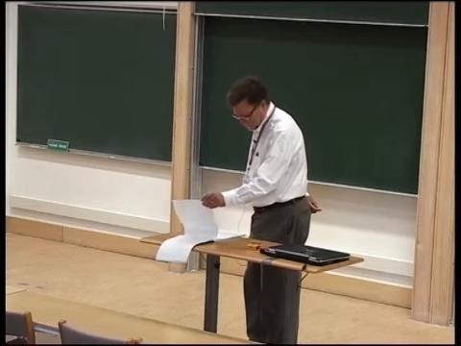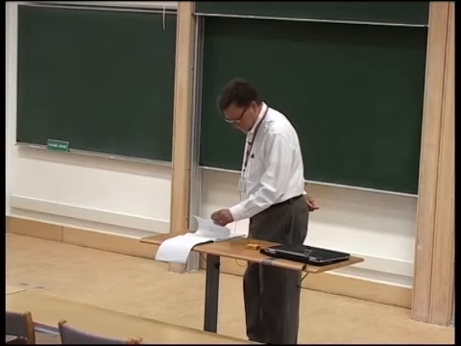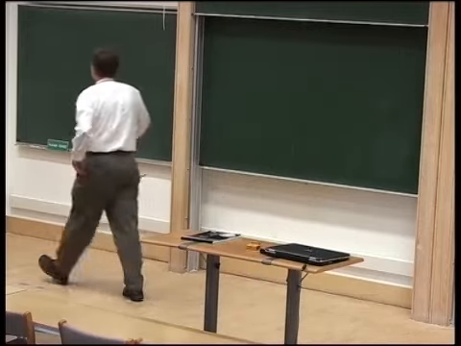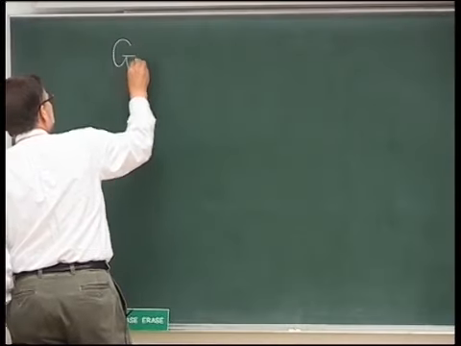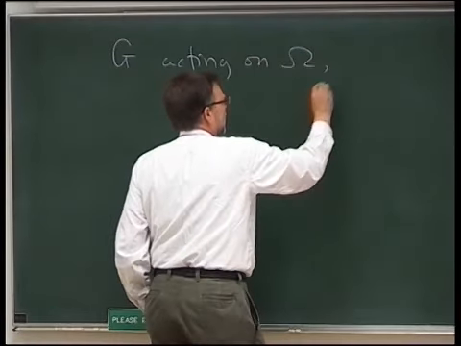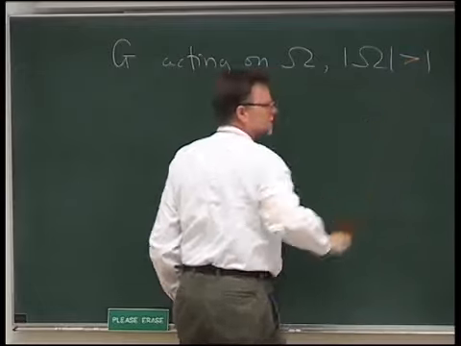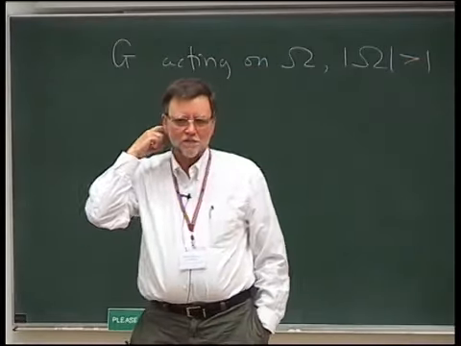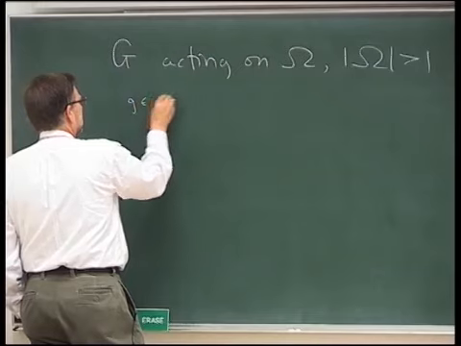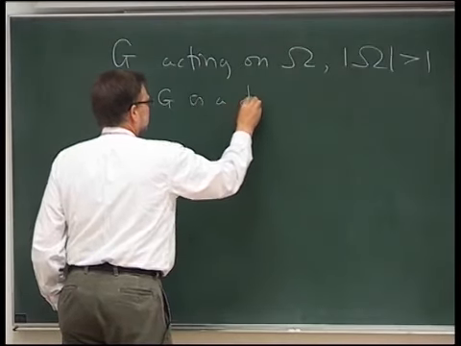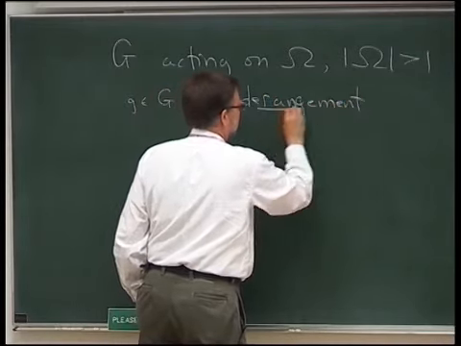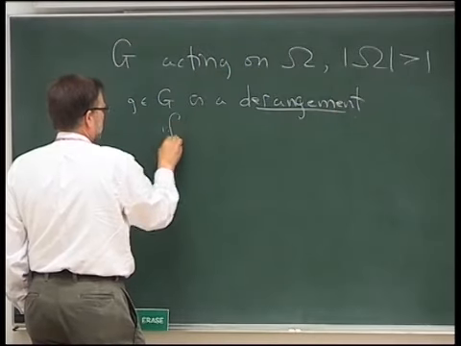So what is a derangement? A derangement is just a fixed point free permutation. So we have a group G acting on some set omega, and I'll always assume my set has size bigger than 1. If you have an element g in G, g is a derangement just means it has no fixed point.